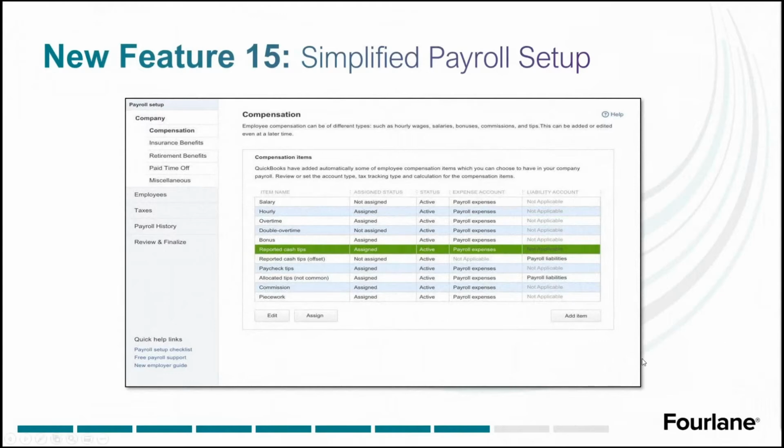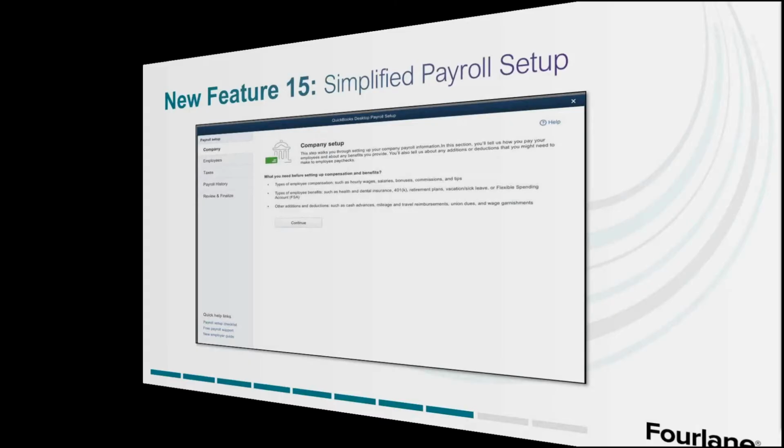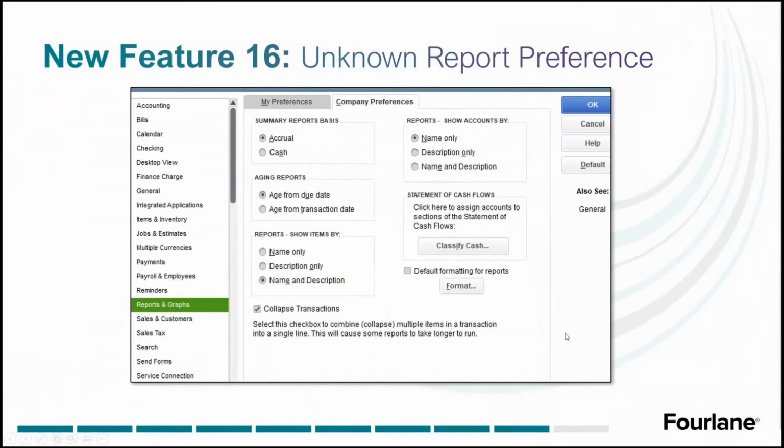Here's the one thing that I didn't know. So maybe by this time next week, I'll have an answer. I've been asking, but there's an unknown report preference that I noticed that's new under reports and graphs. It says collapse transactions. It says select this checkbox to collapse multiple items in a transaction in a single line. This will cause some reports to take longer to run.